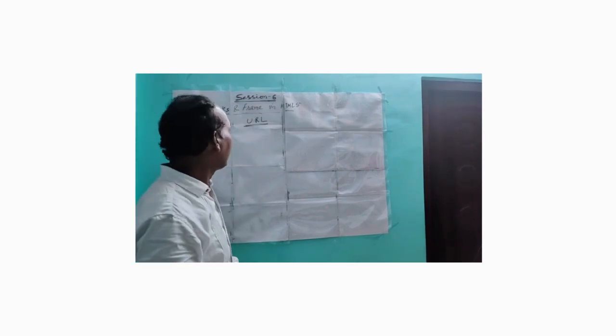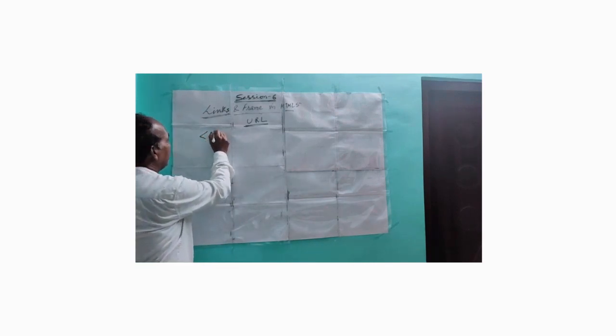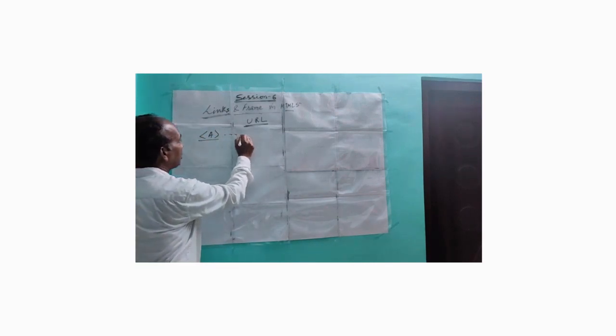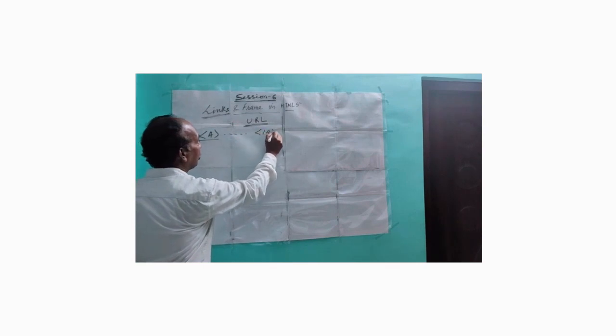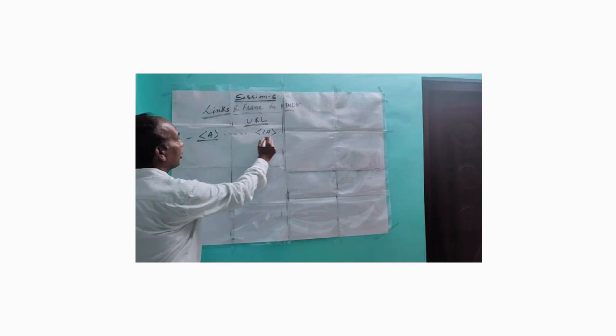So for link, the tag is the a tag. This is called the a tag. The a tag is also known as the anchor tag. It is a container tag, so we need both the on tag and the off tag.